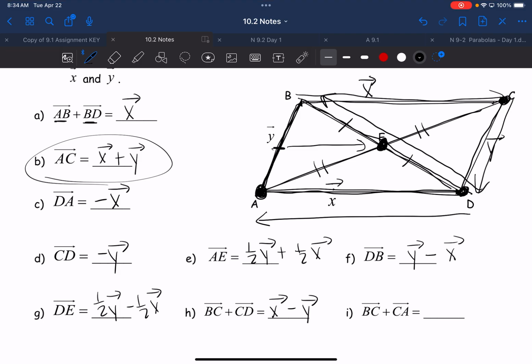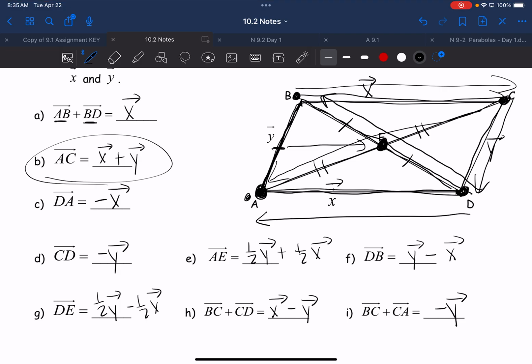All right. And then we've got BC plus CA. So BC plus CA, which would be going this direction. Okay, so I started at B, and I'm going to end up at A, right? So what's the shortest distance from B to A? Vector y, but I'd be going down that side, right? So it would be negative. Okay, so that was just testing us on knowing our directions, really.